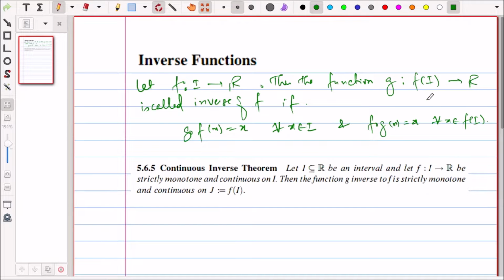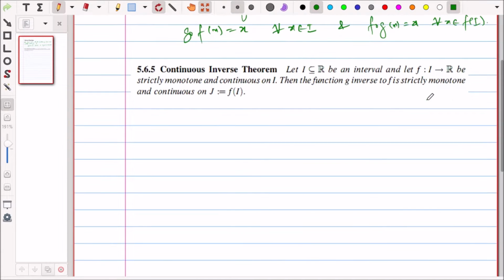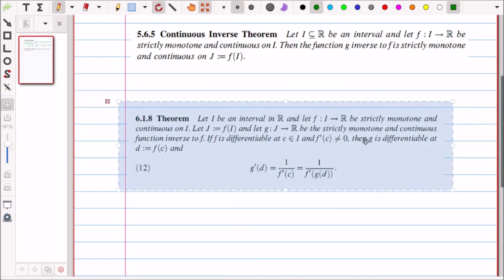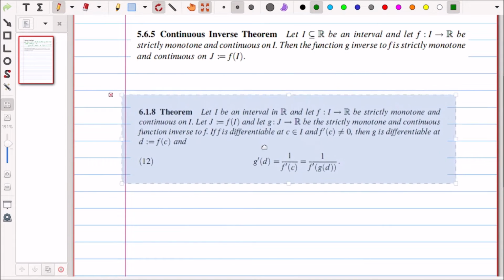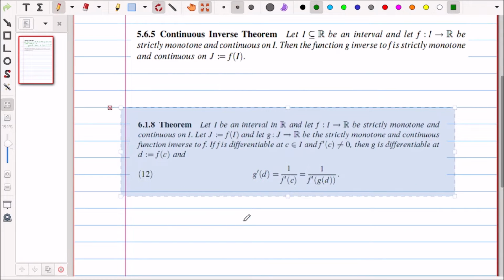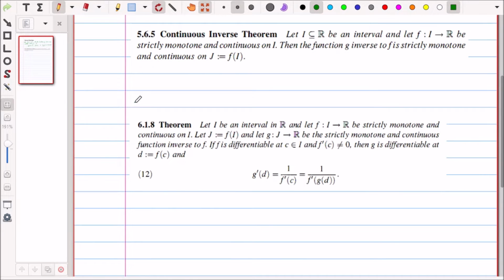Okay. So then for differentiability, what will be the derivative of this inverse function? That is what we are going to do today. Differentiation, the derivative of the inverse. So this is the theorem, derivative of inverse.